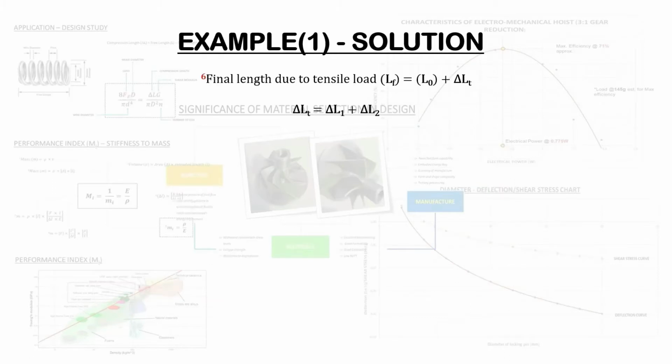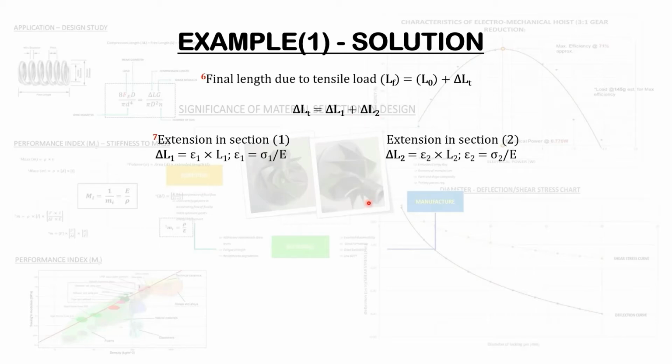Now that we've calculated the stress, we can then proceed to calculate the final extended length of the step bar. So in the previous slides, we deduced that the final length due to the applied load, so that is L subscript F, will be equal to L subscript 0 plus delta L subscript T. Delta L naught characterizes the original length, and delta L subscript T characterizes the total extension. And the total extension, the change in length experienced by the component, will be equal to the change in length in section 1 plus the change in length in section 2.